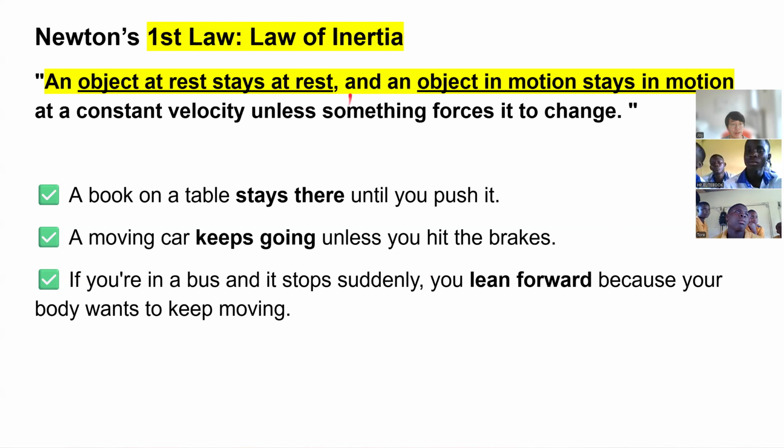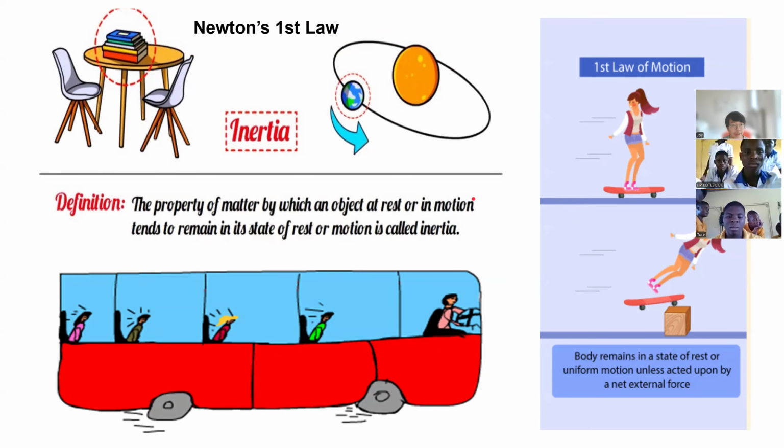An important takeaway is that an object that is already at rest will stay at rest as it is, and objects in motion, things that are moving, will always be moving unless something forces them to change. You can see example pictures here. You can see a book just standing still because no force was applied. You can see the earth constantly moving around the sun because it's already in motion and no active force is going against it. So the earth, which is in motion, will stay in motion.